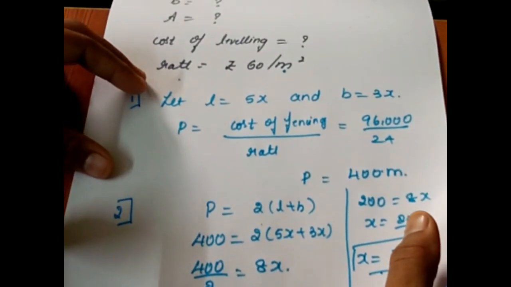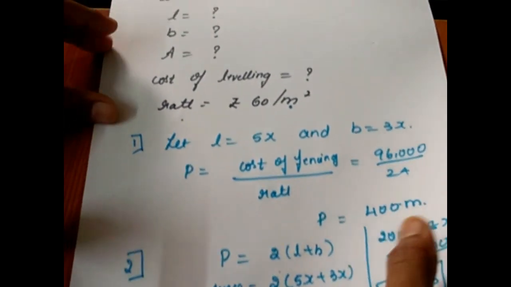If x is 25, what do we calculate, children? We need to calculate the length and breadth. So length is 5x.